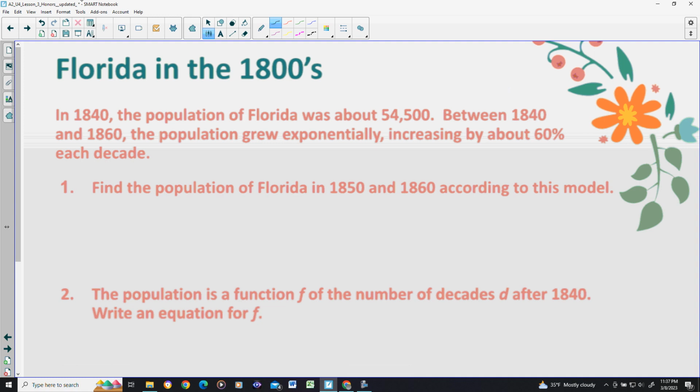In 1840, the population of Florida was about 54,500. Between 1840 and 1860, the population grew exponentially, increasing by about 60% each decade. Okay, that's a lot. Yeah, Florida grew because, well, back then, Florida had very few people. Imagine the entire state of Florida having only 50,000 people. That's about the population of Ellington and some of the surrounding towns.